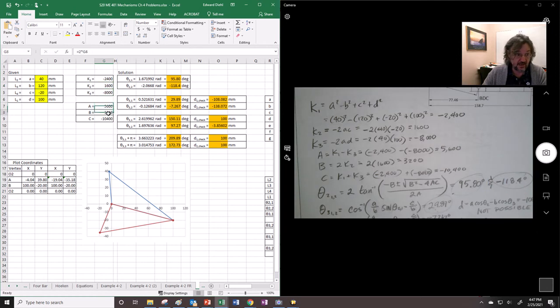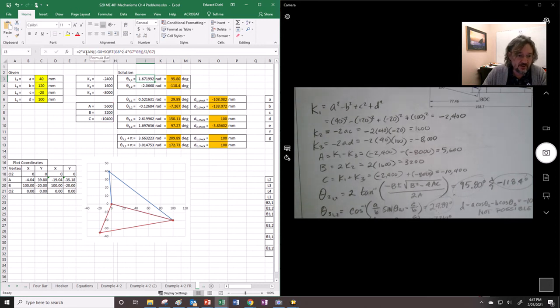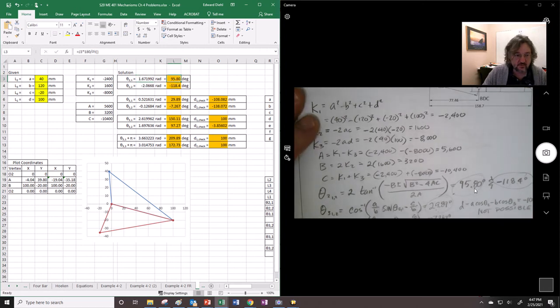And then I get my A, B, and C. So I get all of those values right here. So now I get a solution. Here's my theta 2. So there's the quadratic equation right there. I'm taking the arctan of this, and here is my 95.8 and my 118.4 right there.